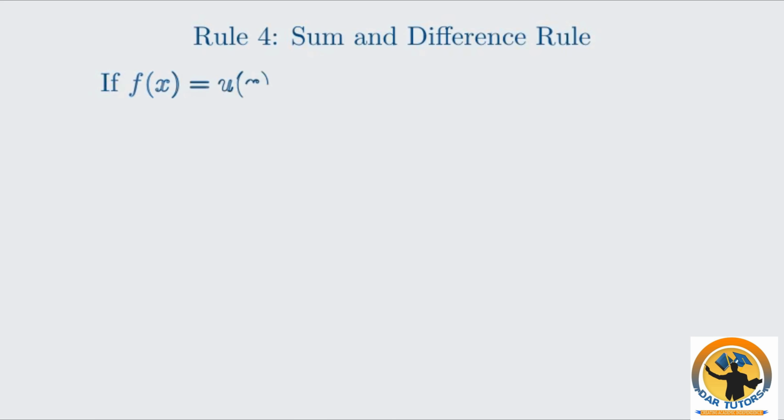The final rule we need for polynomials is the sum and difference rule. This rule states that the derivative of a sum or difference of functions is the sum or difference of their derivatives. In other words, you can differentiate each term in a polynomial separately. Let's put all these rules together to differentiate a full polynomial.